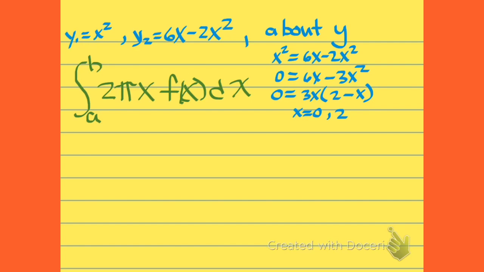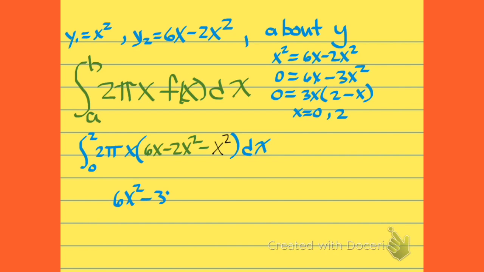Now we set up our integral: 0 to 2, 2 pi x. Now, for our height, there's an upper and a lower function, so I take the upper minus the lower and put that in for the functions. I clean up that integrand, and I'm pulling out that 2 pi because it's a constant. I can take it out.